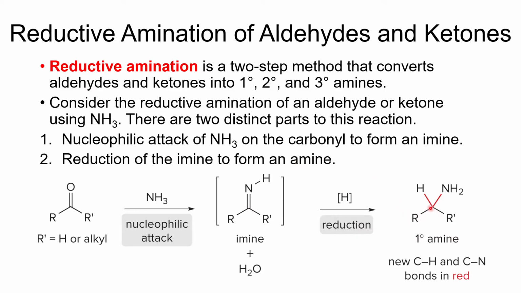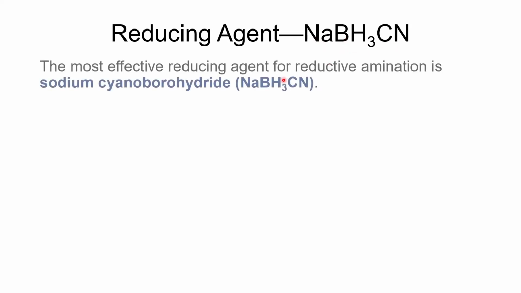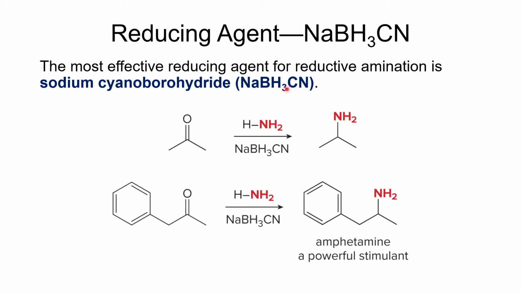All right, so there we go. We get a primary amine. So if we start off with ammonia, we can get a primary amine. Let's look at that special reducing agent. That special reducing agent is called sodium cyanoborohydride. It is a reducing agent that works very well for this particular application.